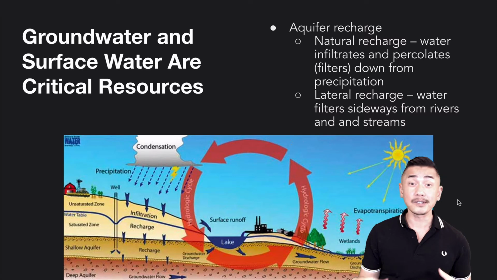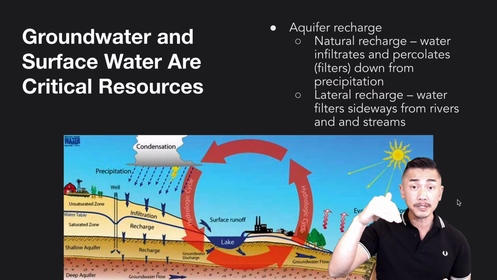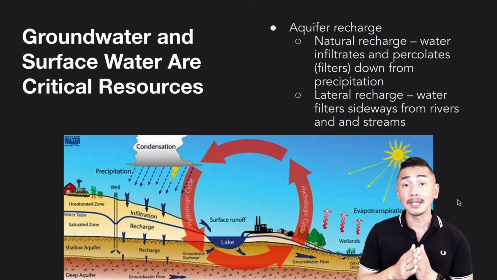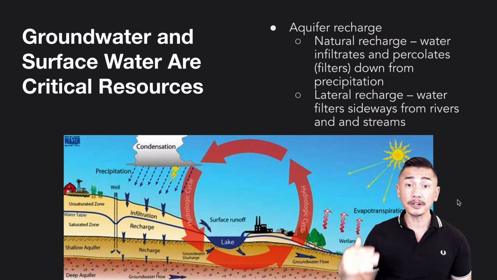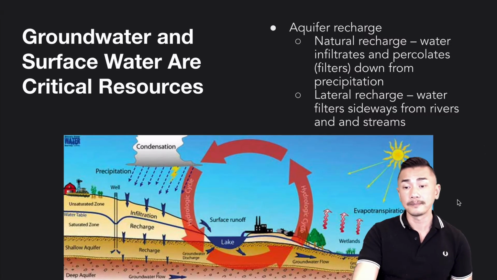Groundwater accumulates and restores itself through a process called aquifer recharge. There are two ways in which this can happen. In natural recharge, water infiltrates the ground and percolates downward through the soil. In lateral recharge, water filters sideways from streams and rivers.